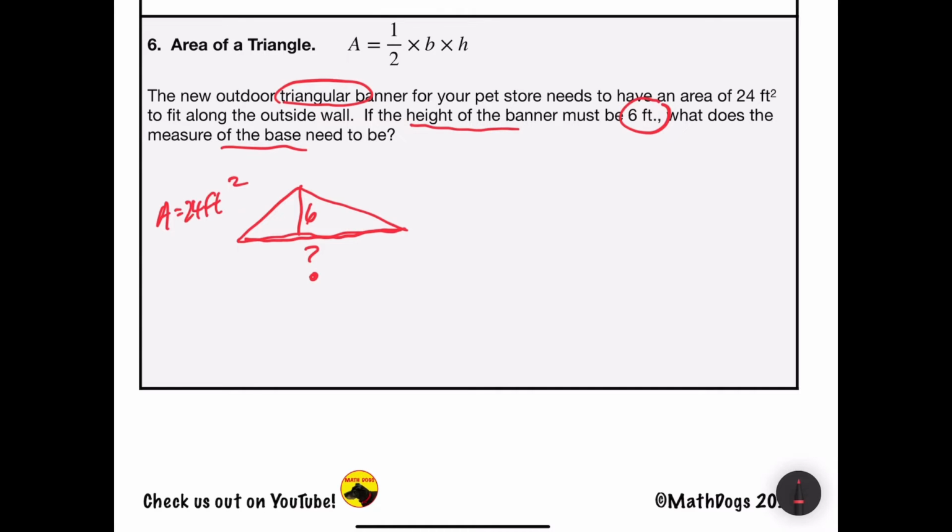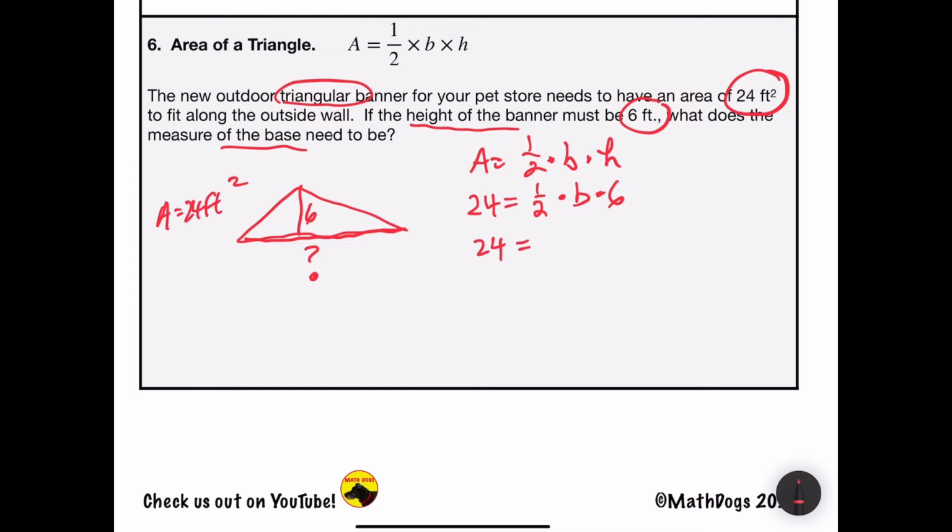Now I'm going to use my formula. Area equals 1/2 times the base times the height. In this problem, I'm given the area as 24 square feet. So I'm going to fill that in as 24. 1/2 is 1/2. I'm looking for the base, so I'm going to leave that as B, and I know the height is 6. Now I'm just going to solve the equation.